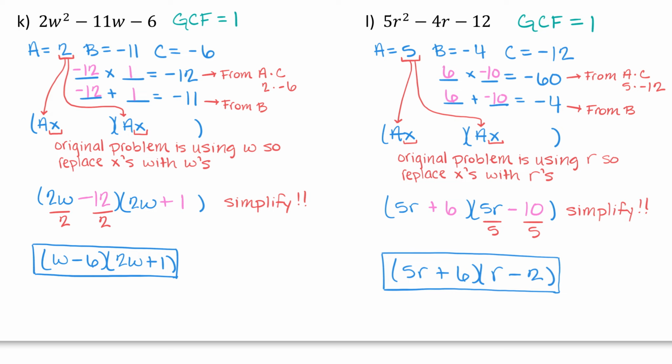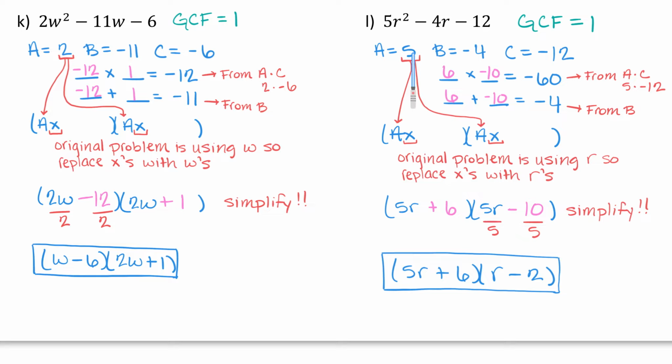and then make sure you simplify. So you can divide 2 and 12 by 2, leaving us with 2 divided by 2 is 1. You don't have to write the 1. And -12 divided by 2 is -6. And then 2w plus 1 is already simplified. The only number we can divide 2 and 1 by is 1, so you just leave it.